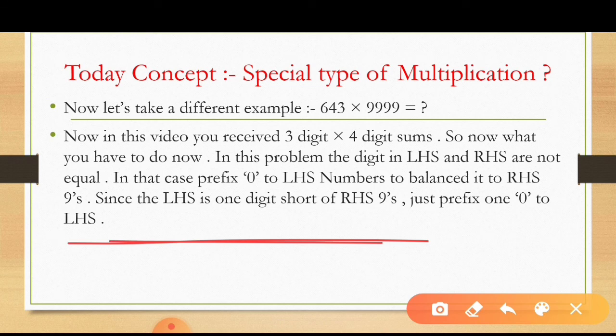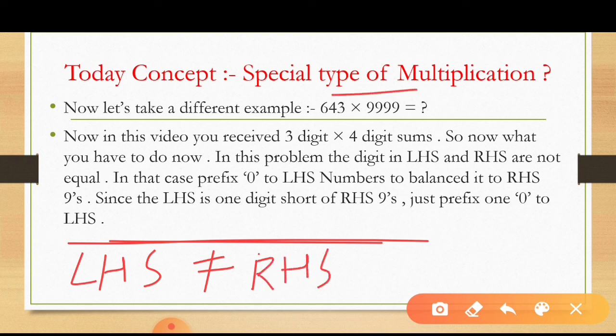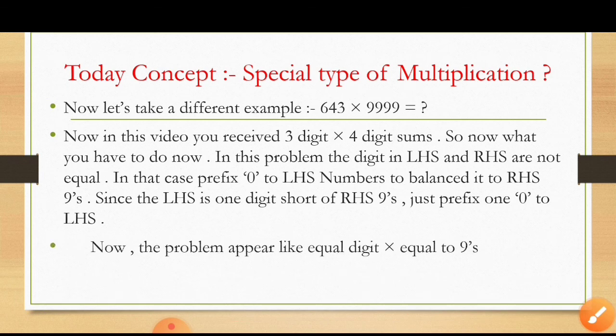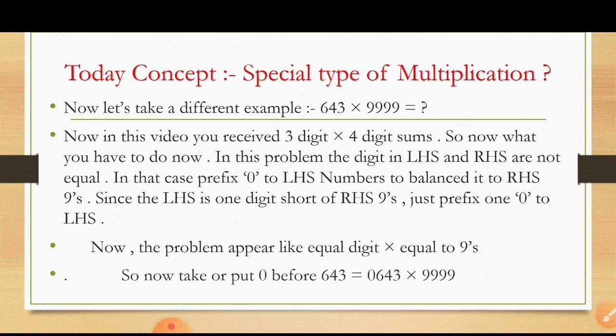Okay, means here you have to balance the LHS and RHS. Here in this question the LHS and the RHS are not equal. You have to make them equal. Means how we can make them equal? You have to prefix 0 before the question. Means 643 into 9999. Okay, now the problem appears like equal digits into equal digit 9s. So now put 0 before 643. Means 0643 into 9999.